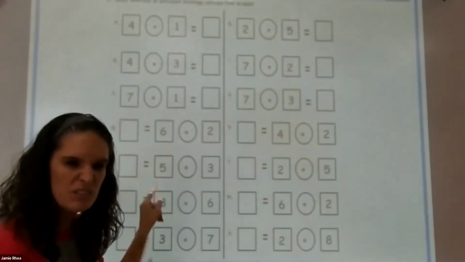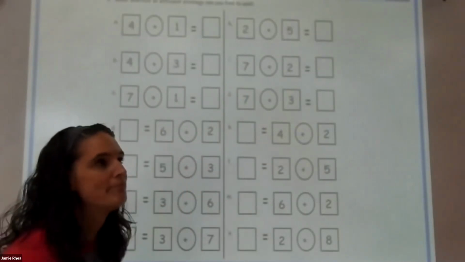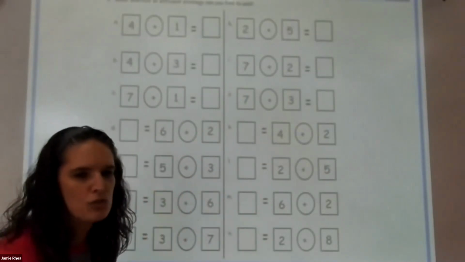These look very similar to what we did yesterday. We drew the dots with them, but today there's no picture, there's no dots. You can count on still. Can I draw dots if I need to? Yes. Can I use my fingers if I need to? Yes. Can I count on in my head if I need to? Yes. You have 3 different strategies that we've been talking about. You can use any of those 3 to help you.